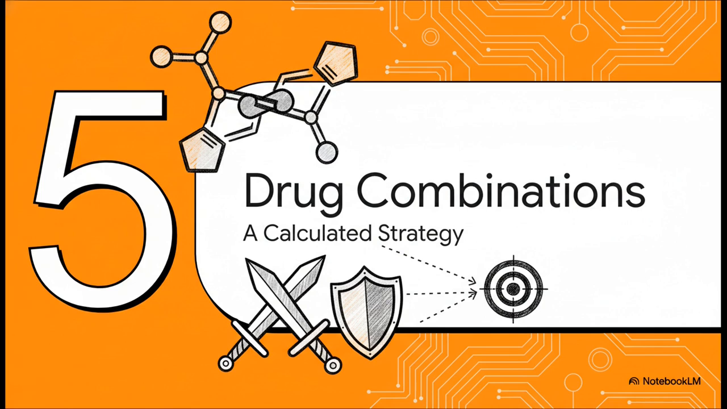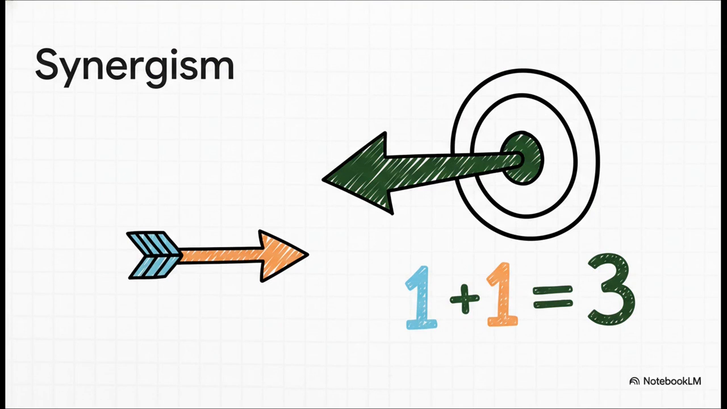Let's understand when and why we might use two drugs instead of one. We combine drugs with a very specific purpose in mind. We don't just throw two drugs at a problem hoping for the best. We do it to achieve synergism. That's when 1 + 1 = 3. We also do it to prevent resistance from developing.